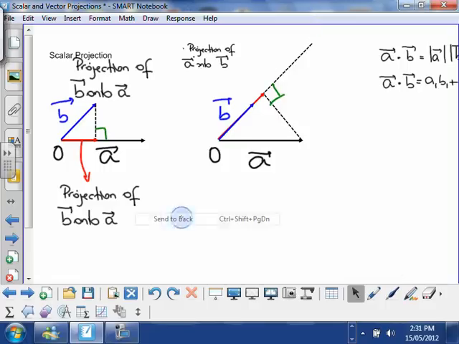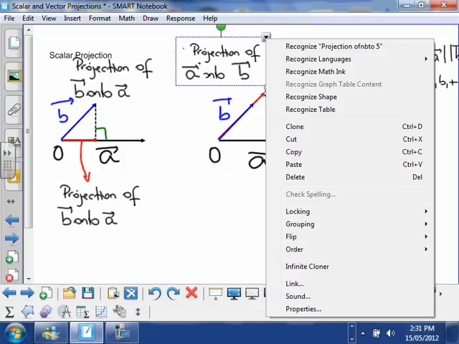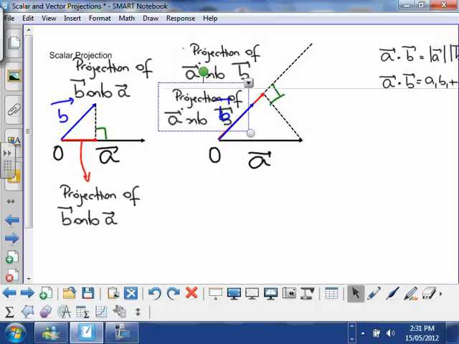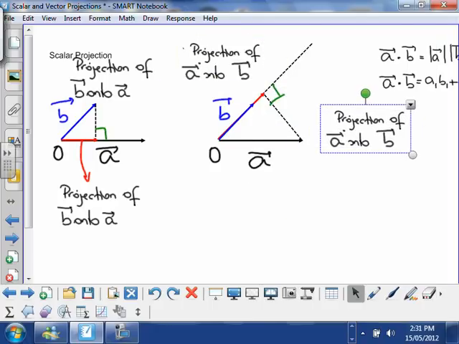Order, send to back. Good. I don't need to see that. So again, I'm going to do this. The red vector and segment represent the projection of A onto B. So this is how I construct it. Now, let's talk about their magnitude.